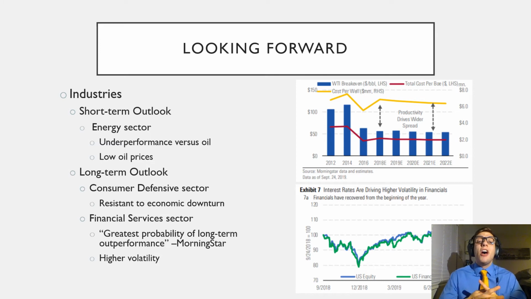Another one is the financial services sector. According to Morningstar, the financial services sector has the greatest probability of long-term outperformance. But going with that, it also has a higher volatility over time. But I believe that we have the above average strategy and the above average tolerance to be able to move past that.